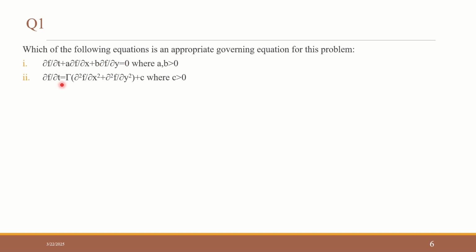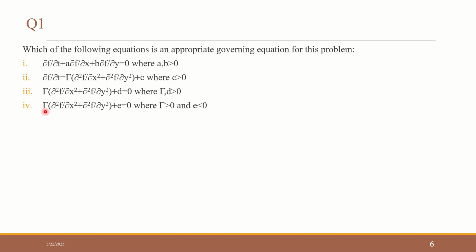Second one, dou f by dou t equal to gamma into dou square f by dou x square plus dou square f by dou y square, plus c, where c is greater than 0. And 3, it is gamma into dou square f by dou x square plus dou square f by dou y square plus d equal to 0, where gamma and d both are greater than 0. And last, it is gamma into dou square f by dou x square plus dou square f by dou y square plus e equal to 0, where gamma is greater than 0 and e is less than 0.